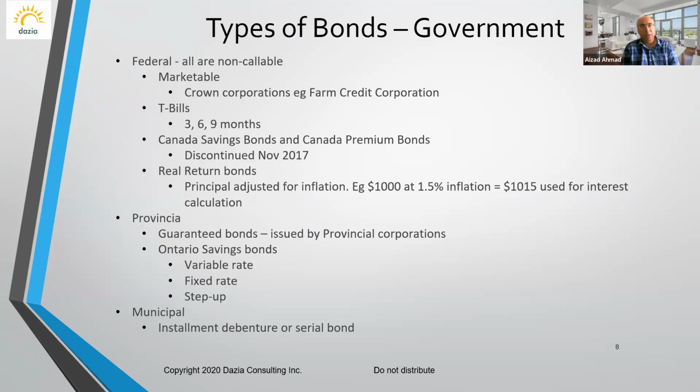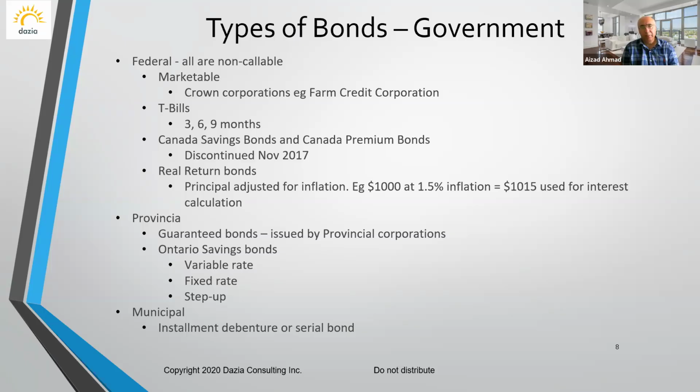T-bills, we mentioned that these are issued by the federal government. They are usually short-term. So you put your money in for 3 months, 6 months, 9 months, and then you get the money back, and with some interest also. Canadian bonds were discontinued in November 2017, so don't worry about them. Real return bonds are adjusted for inflation. If you have $1,000 and there's 1.5% inflation, then $1,015 will be used for the interest payment.